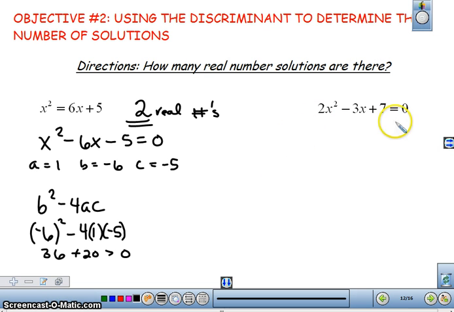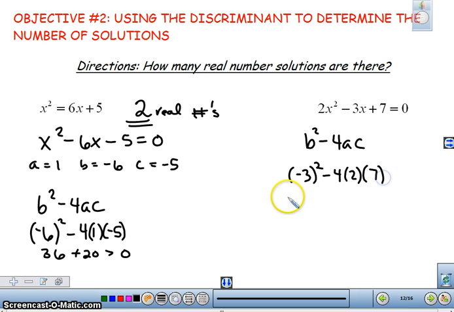Okay? If we look at this second one and we're asked how many real number solutions, again, it's already in standard quadratic form. So we're going to look at the b squared minus 4ac. This time we're going to take negative 3 squared minus 4 times a, which is 2, and c, which is positive 7. That means we're going to have 9 minus 8 times 7, which gives us 56. 9 minus 56 is a negative 47, which is less than 0. So we're going to have no real number solutions.